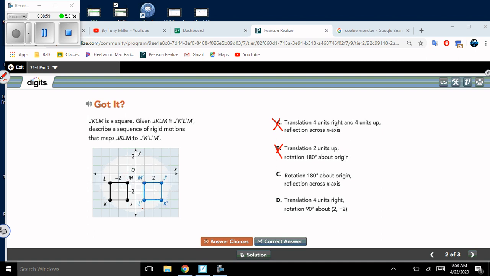Taking a look at rotate 180 degrees around the origin and reflect across the x-axis. If I go 180 degrees, that puts M right here, and that puts J right here. Wait, that's not right, is it? No, that's not right. If I rotate M 180 degrees around the origin, it's got to stay the same distance. So yeah, that's M.